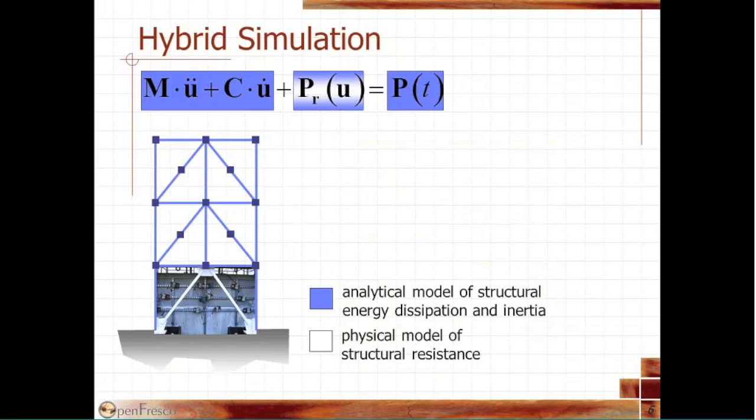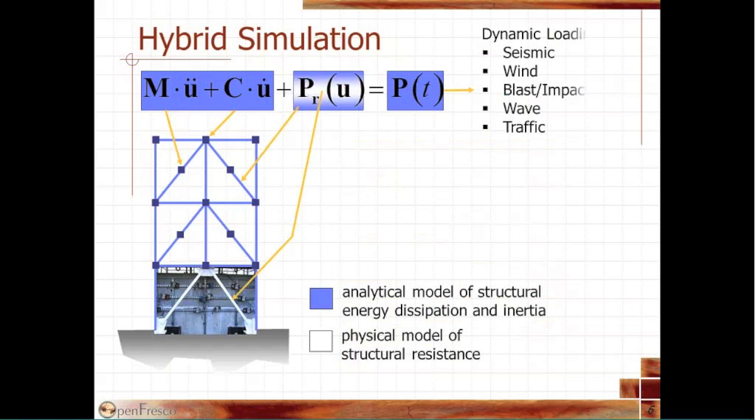So you can see inside the hybrid simulation, all the blue parts in our model represent the analytical portions of the structure, and the white parts are the physical portions of the structure. And so you can see the mass times acceleration, our inertial effects, and our energy dissipation effects are modeled numerically. And our resisting forces are a combination of numerical portions from some elements, but also experimentally measured forces from the test specimen in the laboratory.